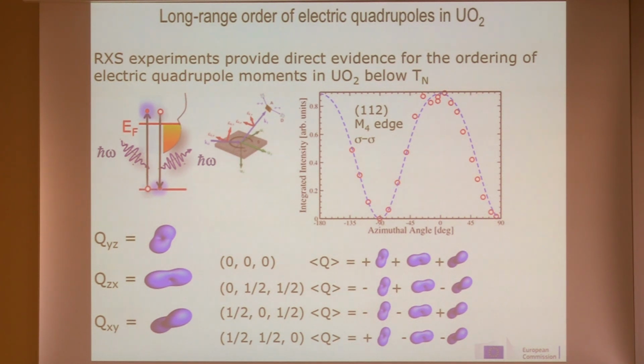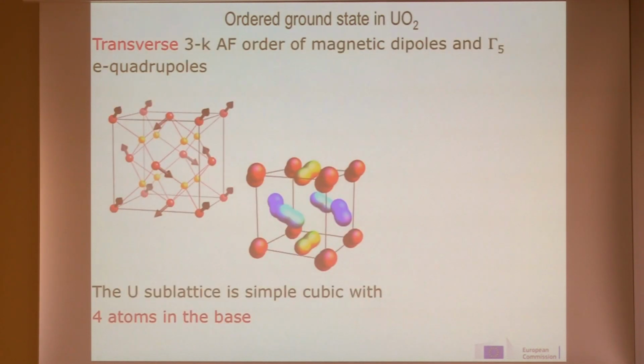Well, the solid line here corresponds to ordering of gamma-5 electric quadrupoles, where on each of the 4 sites of the simple cubic ordered uranium lattice you have the linear combination here: plus, plus, plus, minus, plus, minus, and so on. So this combination corresponds to a triple-k transverse order of electric quadrupoles as depicted here. The different colors are for the different 4 sites. So we have magnetic order associated with electric quadrupole order as a secondary order parameter.